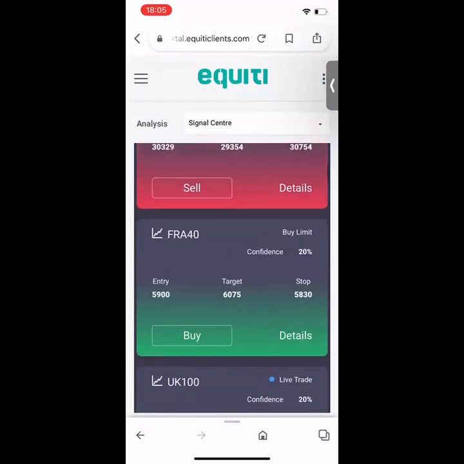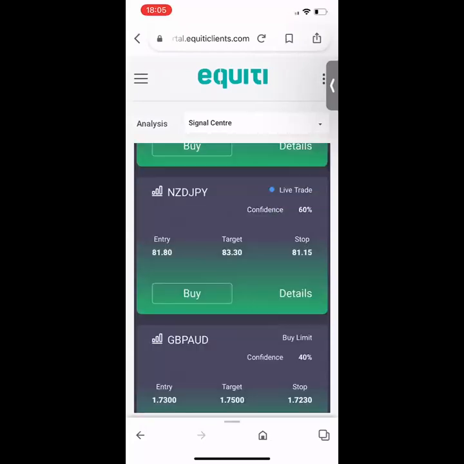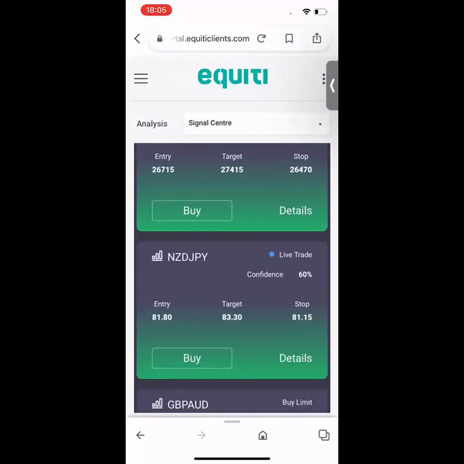So I'll quickly go back to the live trade that is already running, the NZD-JPY trade. For the NZD-JPY trade, you can still take out the entry price, which is 81.80, right? And the take profit is at 83.30. And of course, the stop loss is at 81.15. That's all. Since it's a live trade that is already running, remember what type of trade it is? If you look at it, it's a buy trade.